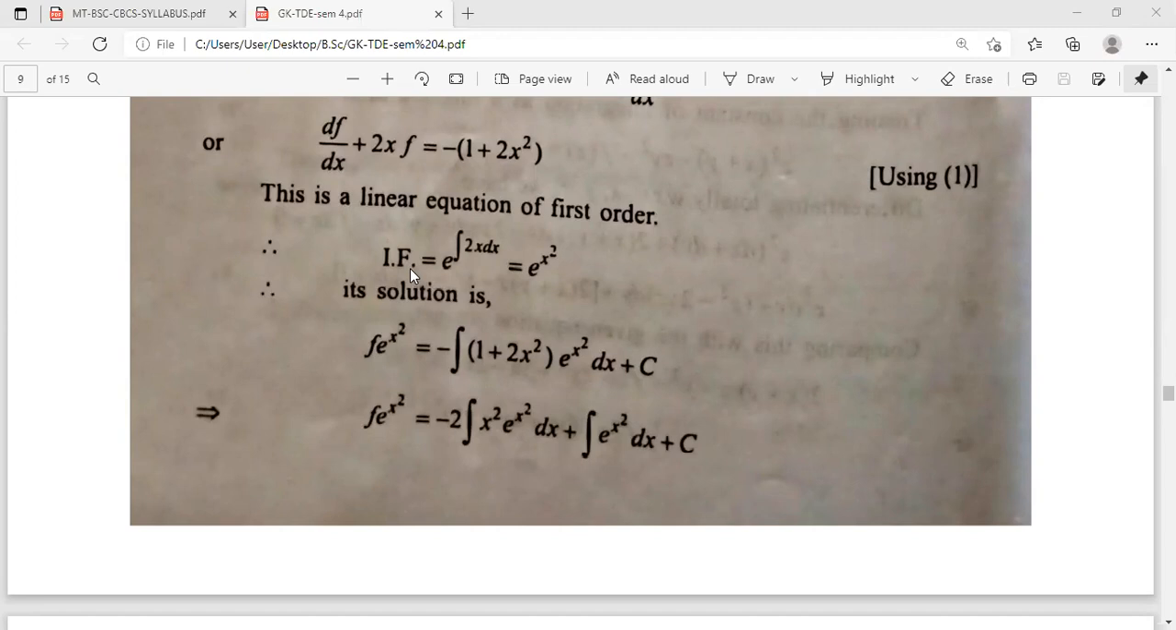First you have to write the integrating factor, then write the solution. For dy by dx plus py equal to q, the solution is y into the integrating factor equal to the integral of q into the integrating factor with respect to x plus c. Now the same you can write as f of e to the power x square equal to minus 2 into the integral, and so on.